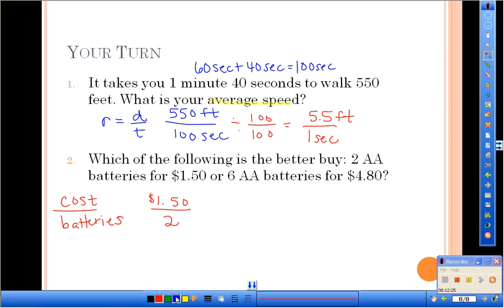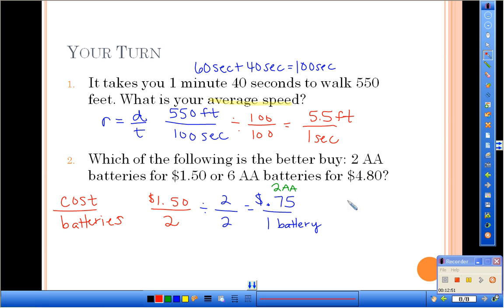Now to find the unit price, you need to divide the top and the bottom by the same number that's in the denominator. 2 divided by 2 gives you 1. That's your one battery that you're looking for. And $1.50 divided by 2 is 75 cents. So for our 2 AA batteries, I'll now just make a note. It's going to cost us 75 cents per battery.